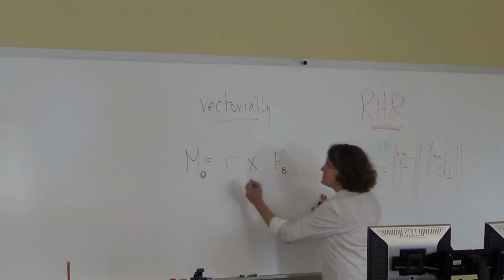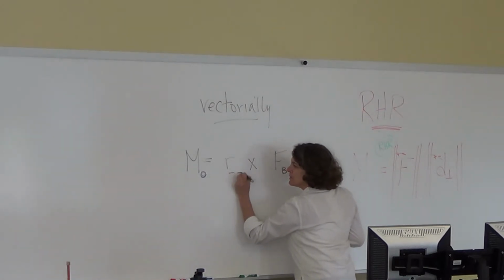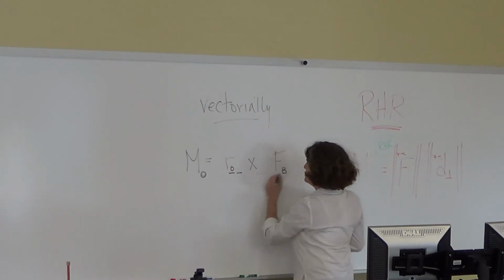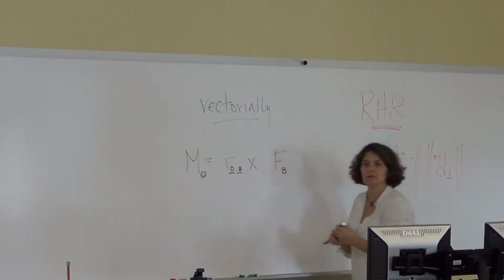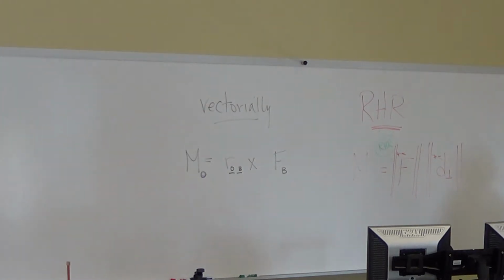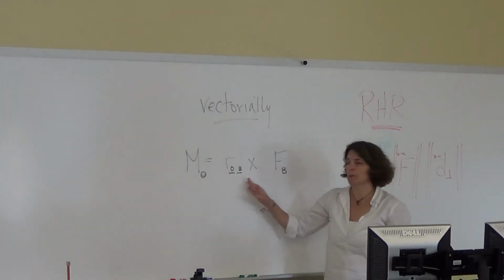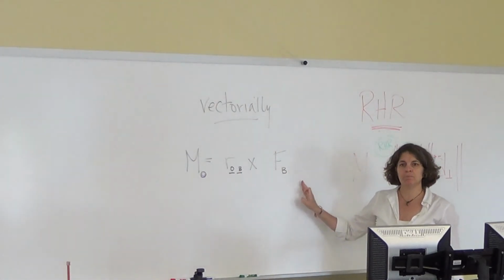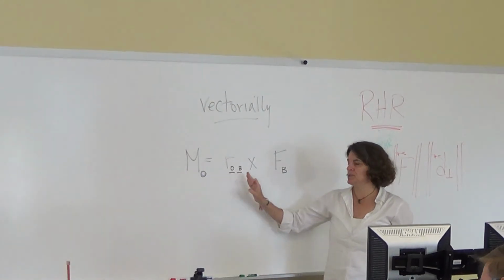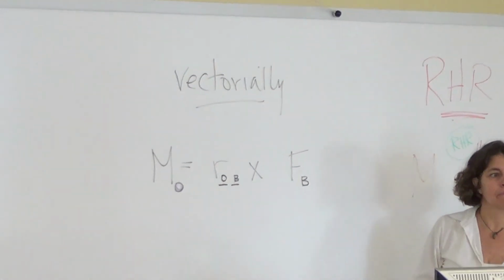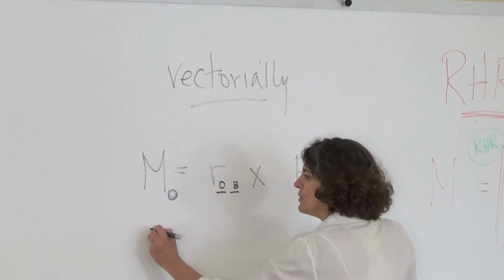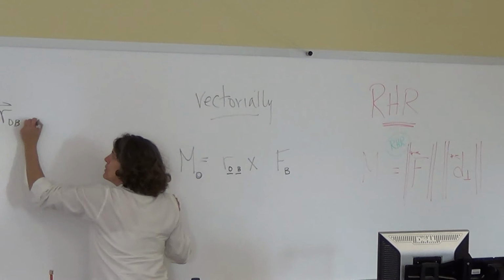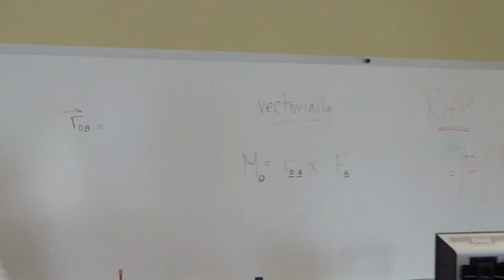R always has two subscripts. R goes from the point you want to find the moment about to the tail of the force. You have to be comfortable with these subscripts. I'm trying to find the moment about point O due to the force at B, so my R goes from O to B. So now, what is R_OB?